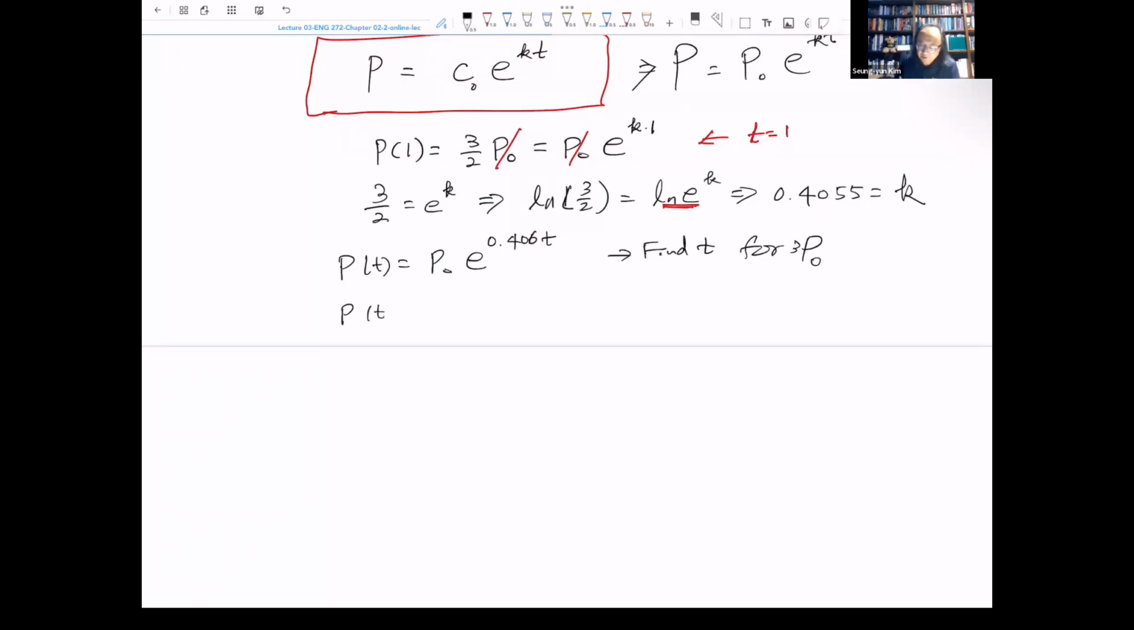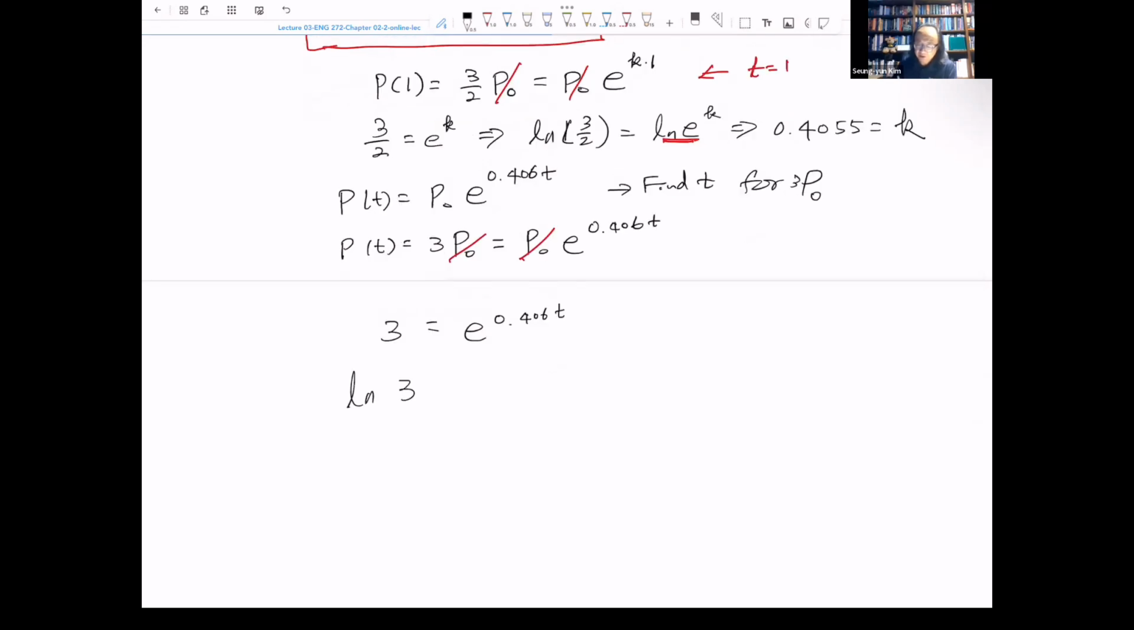So P of t equals 3 times P naught, equals P naught e to the 0.406 t. These two cancel out. Then we have 3 equals e to the 0.406 t. Take the ln of both sides. ln 3 equals 0.406 t. And you use your calculator, you can find the value of t.